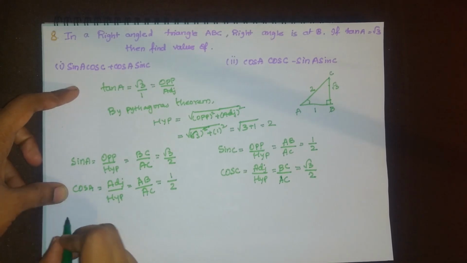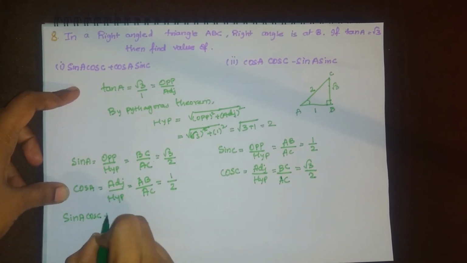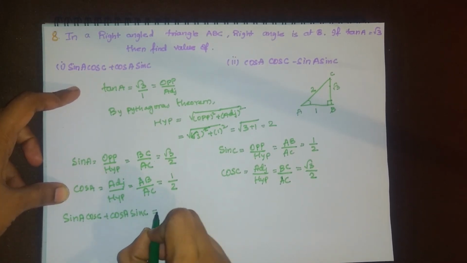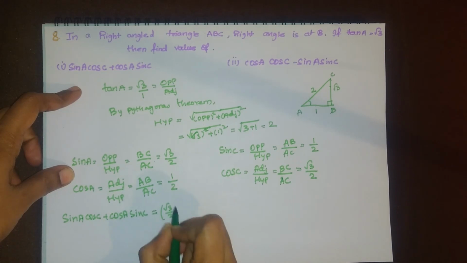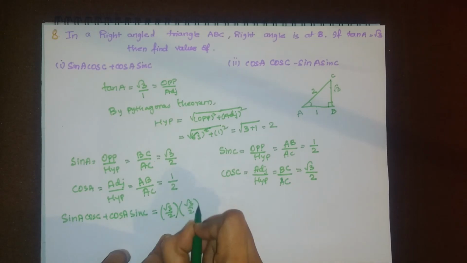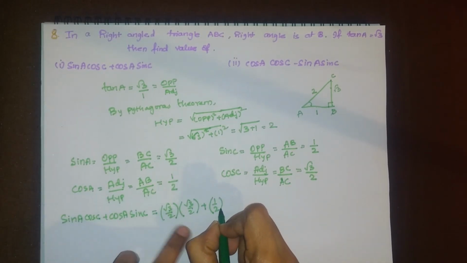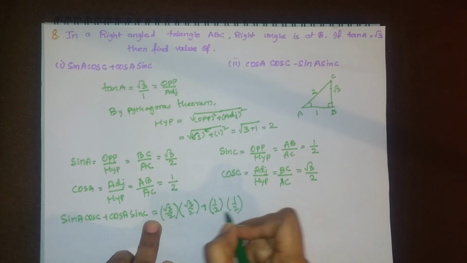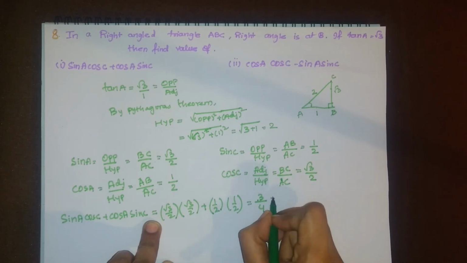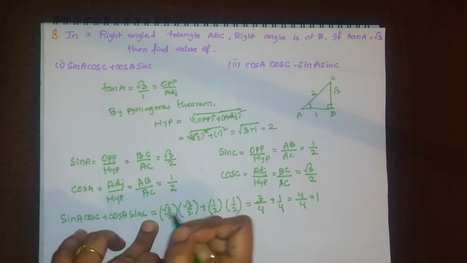Now what is asked here? Sin A cos C plus cos A sin C. Sin A is square root 3 by 2. Cos C is square root 3 by 2, plus cos A is half, sin C is half. Now 3 by 4 plus 1 by 4, 4 by 4, that is 1.